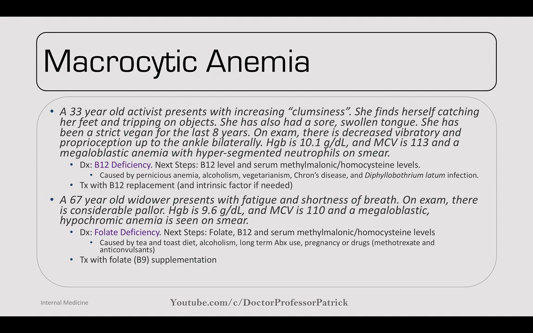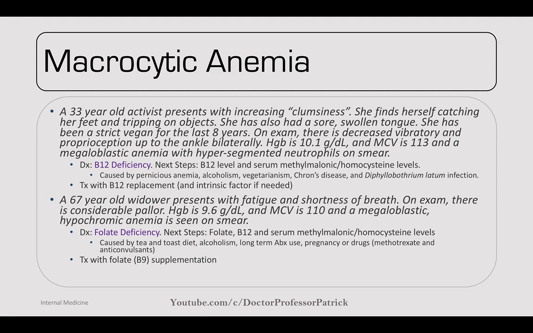The next step is you can order a B12 level, and with all your macrocytic anemias, you want to order methylmalonic acid and homocysteine levels. It's caused by pernicious anemia, alcoholism, vegetarianism or diets that are low in B12, Crohn's disease, and you can also have a tapeworm infection. You can treat this with B12 replacement or intrinsic factor replacement if you have pernicious anemia.